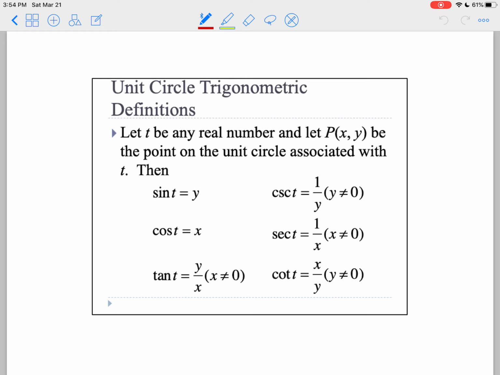Tangent of t is the ratio of the y coordinate divided by the x coordinate. Cosecant is 1 over the y coordinate, secant is 1 over the x coordinate, and cotangent is the x coordinate over the y coordinate.